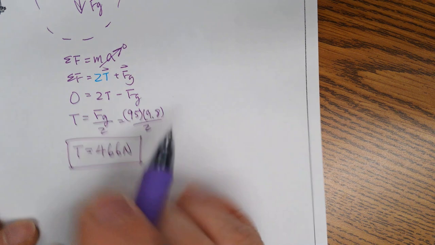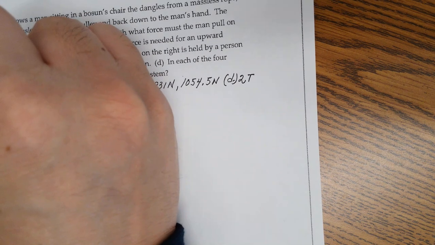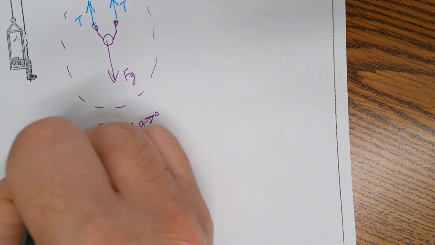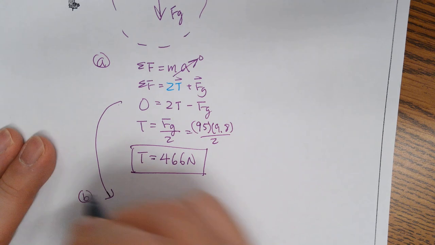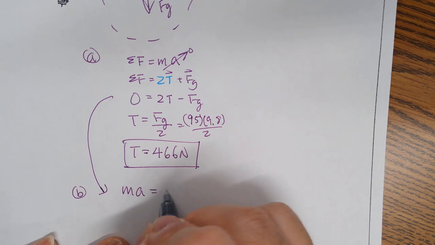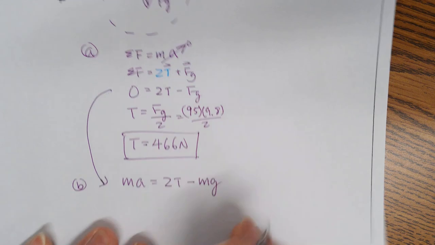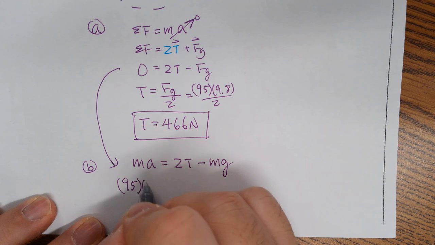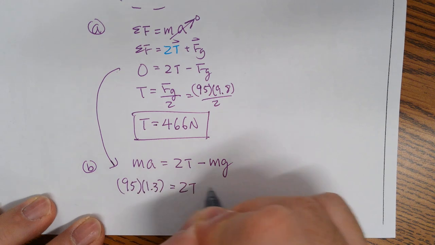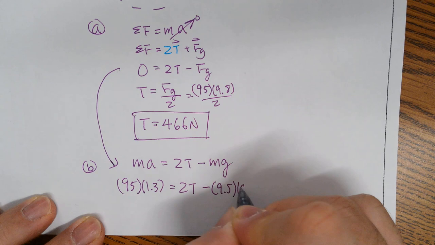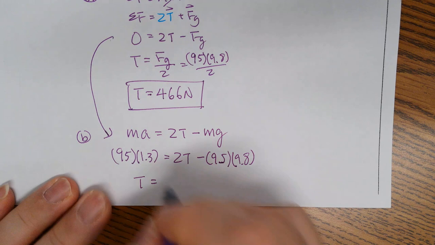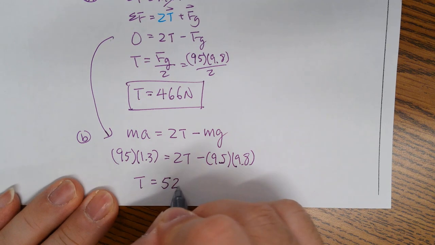Now, for part B, now it accelerates upwards. This should be squared, sorry. 1.3 meters per second squared. That's basically saying now, if you were to look at this, this is part B, MA is equal to 2T minus MG. This A now is 1.3, so 95 times 1.3 is equal to 2T minus 95 times 9.8. So my tension now becomes, if you work it out, 527 newtons.